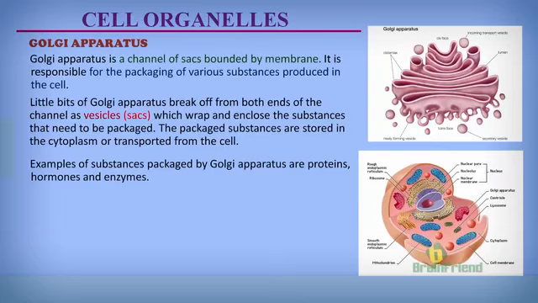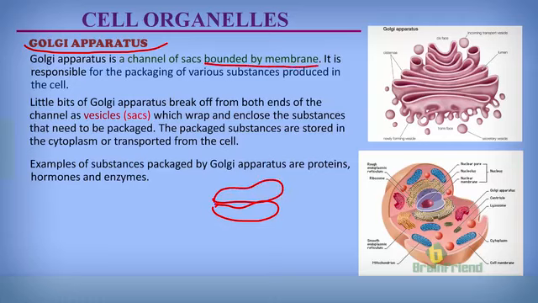The next cell organelle is the Golgi apparatus. Golgi apparatus are channels, just like the endoplasmic reticulum. They are long channels of sacs, like sacs that are also bounded by membrane. The Golgi apparatus is responsible for the packaging of various substances within a cell. So the Golgi apparatus is the packaging house. It packages different items within a cell.